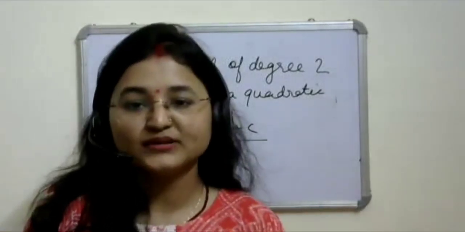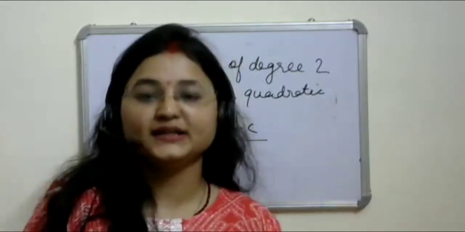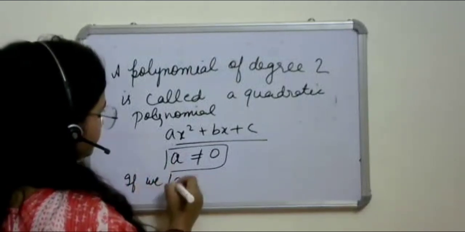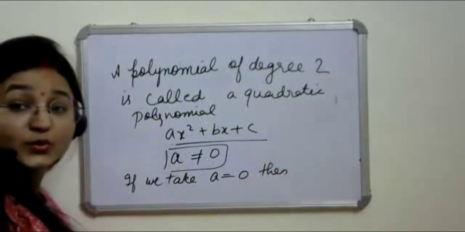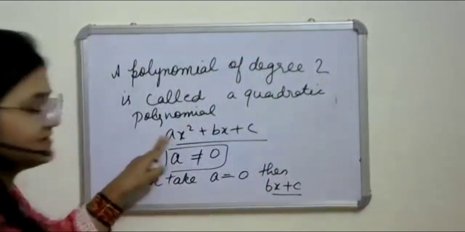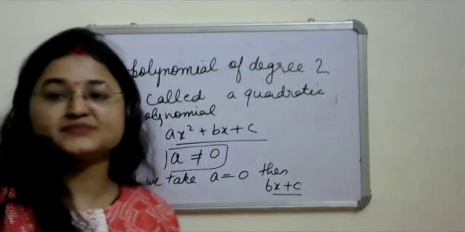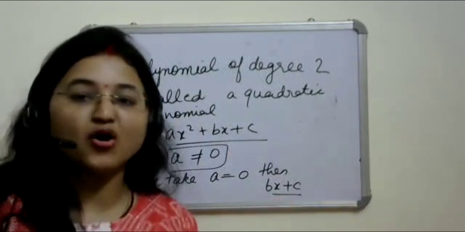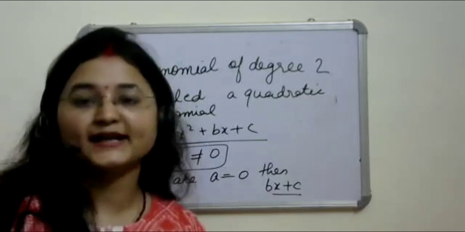If a is 0, then the equation will no longer be a quadratic equation, it will be converted into a linear equation. How? Let me just tell you. If we take a equals 0, then the given equation will be bx plus c, because if a is 0, x square will also be 0, so this term will be eliminated. So the equation can be written as bx plus c. Now in bx plus c, the maximum power of the variable is 1, that is the order of the variable is 1. So this equation is linear and not quadratic.